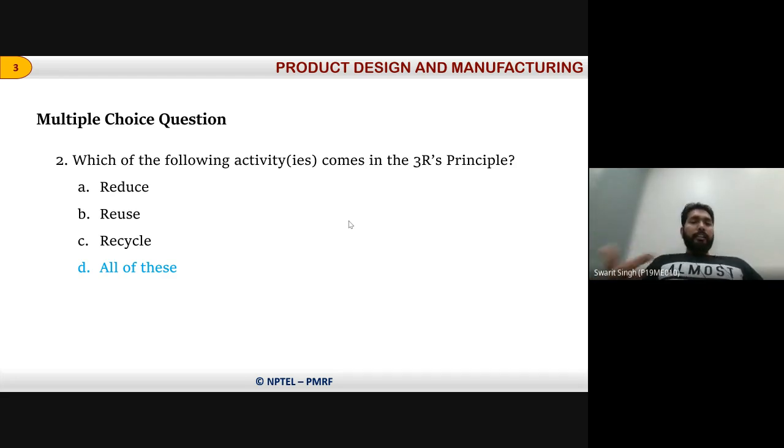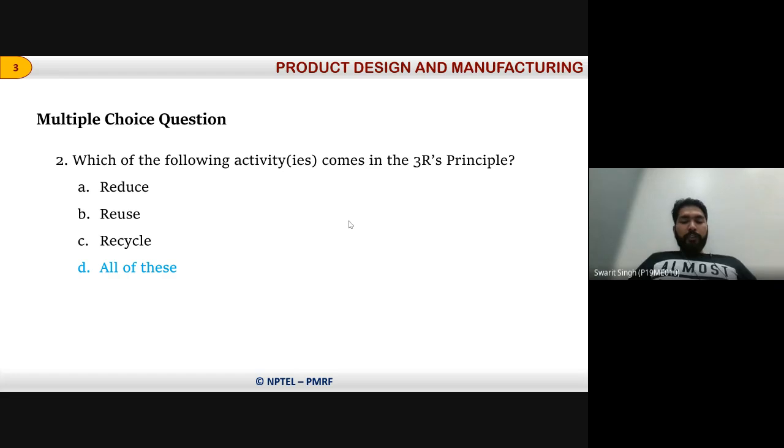So these are the three R's that are very important, not only from the perspective of a product designer or any manufacturer, but also as a human being. We always need to follow the three R principle: we have to reduce those products which are damaging the environment, reuse those products which are possible to reuse, and recycle all those components which are recyclable. So all the activities, reduce, recycle, and reuse, are covered in the 3R principle.